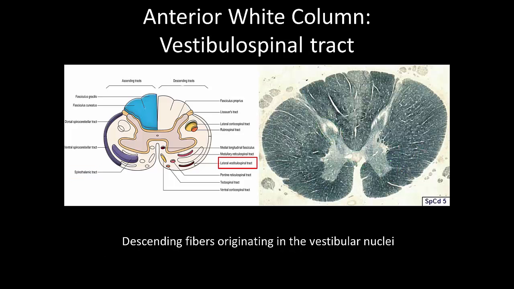Next, we'll look at the vestibulospinal tract. Now these fibers are originating in the vestibular nuclei, kind of dispersed between the pons and medulla. They're going to travel down the ipsilateral spinal cord in this location anterior to the anterior gray horns. So once these descending fibers are within this tract, they can actually leave the tract to terminate by synapsing on some of these anterior horn motor nuclei.